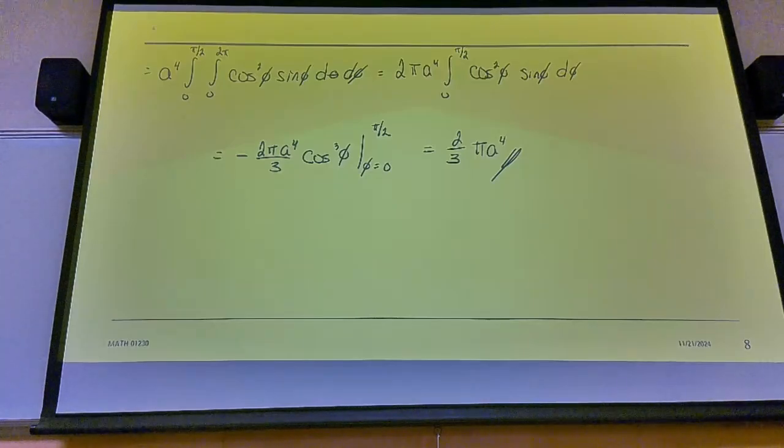Oh, by the way, I didn't mention it. Surface area is just the surface integral of dS. Right, it's just the integral over S of dS. That's the surface area.